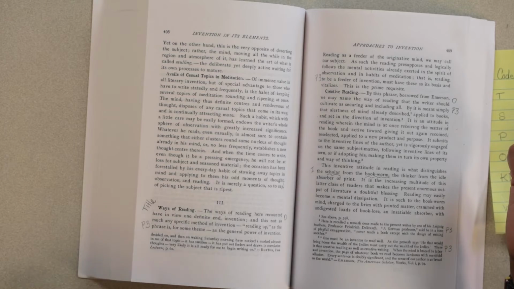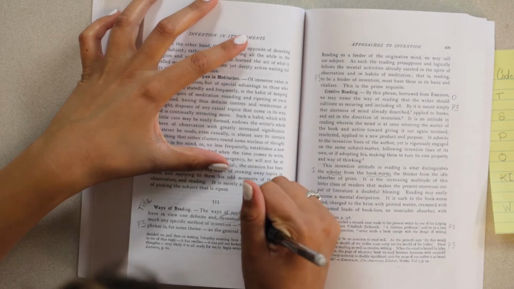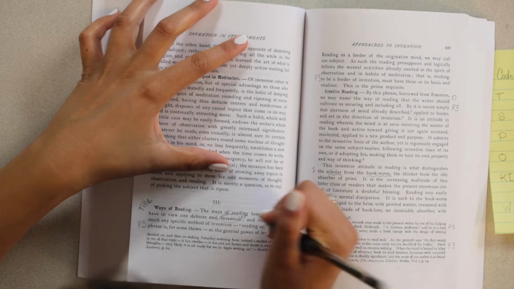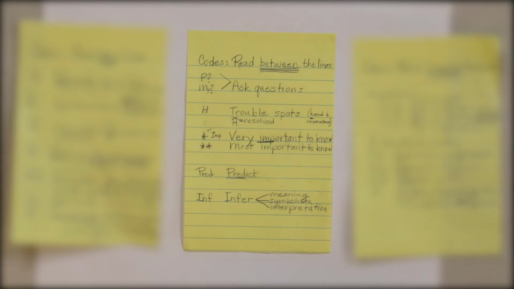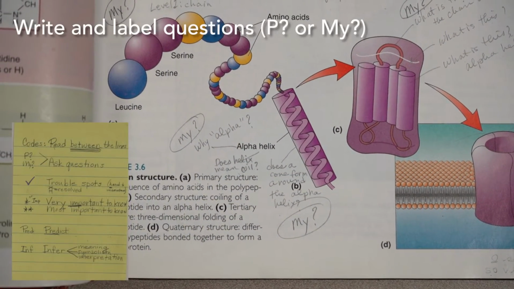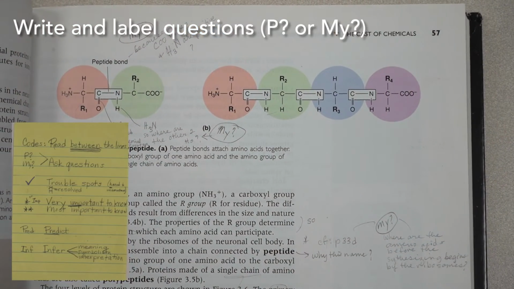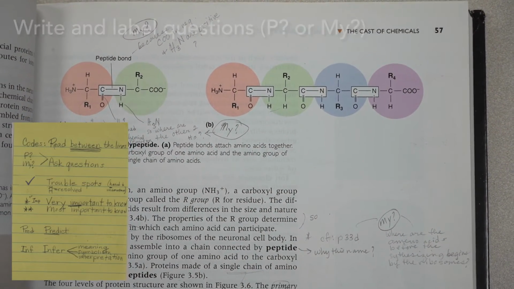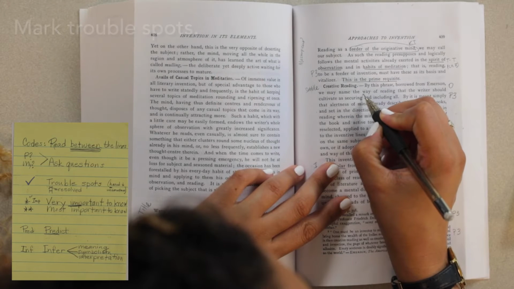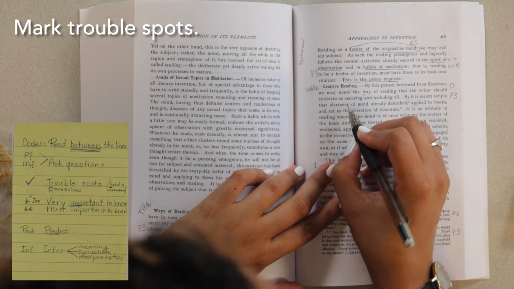Circle information you need to remember, such as dates, proper nouns, equations, concepts. Read between the lines means to clarify unstated meaning. Infer, and then ask your own questions about anything that makes you curious, and ask questions you think your professor will ask. Mark trouble spots and try to resolve them, now or later.